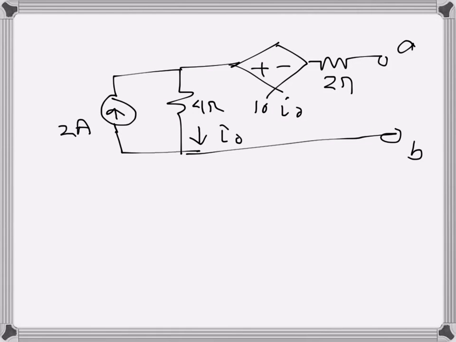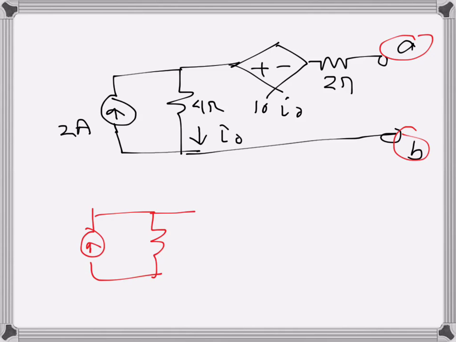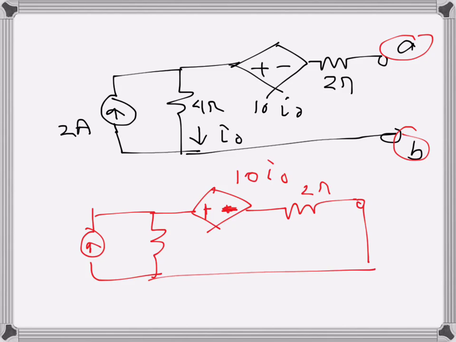I want to find the Norton's equivalent circuit for terminal A and B for the given circuit. So what I will do, I am just redrawing the circuit here with terminal A and B short circuited. So this is plus there, minus there, 10 I naught, 2 ohms, and this is terminal A and terminal B short circuited there, and this is I Norton, which is also I short circuit, and this one is I naught here, which is the control current of this current controlled voltage source.